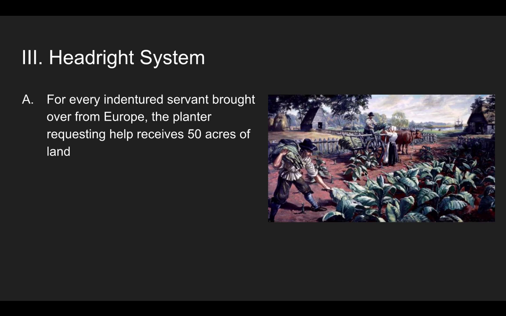So headright system. For every indentured servant brought over from Europe, the planter requesting help receives 50 acres of land. So let's say that this guy right here on top of the cart is the boss man. He owns this land. He owns all these crops. This is his home. And he requests this indentured servant and this woman as an indentured servant. For each one of them that arrived from Europe, he got 50 acres of land. So pretty good deal. They get work and the promise of the freedom dues, and he gets labor and land.